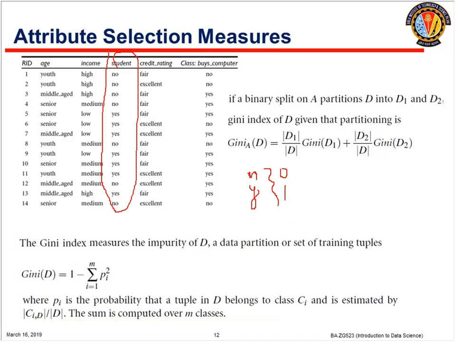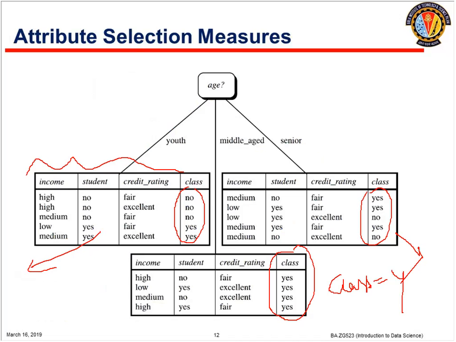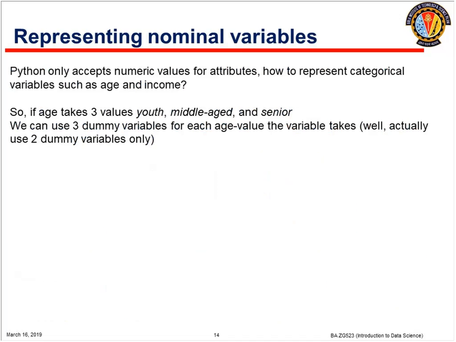So how do you convert? In what other way can you convert this? Okay, so the idea here is to use something called one hot encoding or a dummy variable. Okay, so for age, you have one value youth, one value middle aged, and one value senior. There are 3 values for age. So what you will do is that instead of keeping a single variable age, you will create 3 dummy variables here.